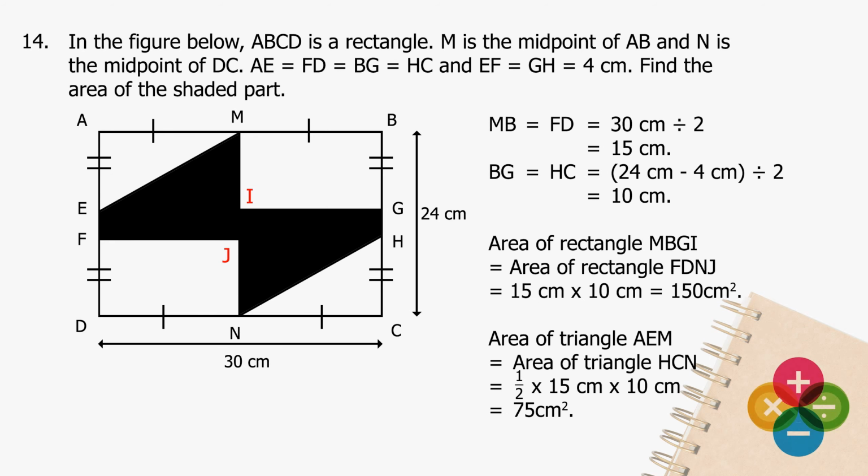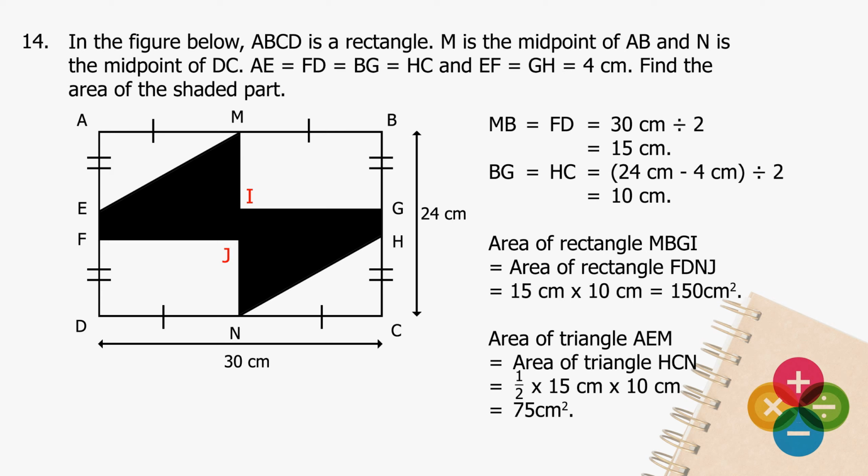The length of MB is equal to the length of FD, which is equal to divide 30 cm by 2, and the quotient is 15 cm. The length of BG is equal to the length of HC, which is equal to subtract 4 cm from 24 cm, and then divide by 2, and the quotient is 10 cm. The area of rectangle MBGI is equal to the area of rectangle FDNJ, which is equal to multiply 15 cm by 10 cm, and the product is 150 square centimeters.